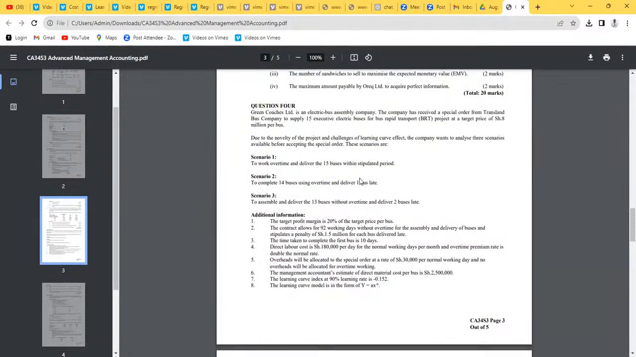One, to work overtime and deliver the 15 buses within the stipulated period. So let's deal with scenario number one.